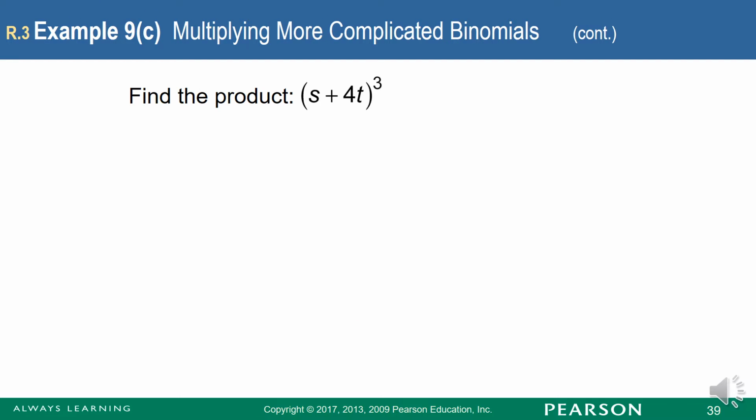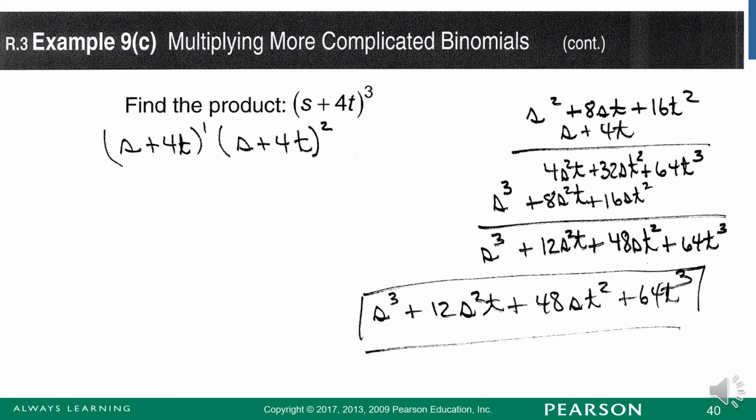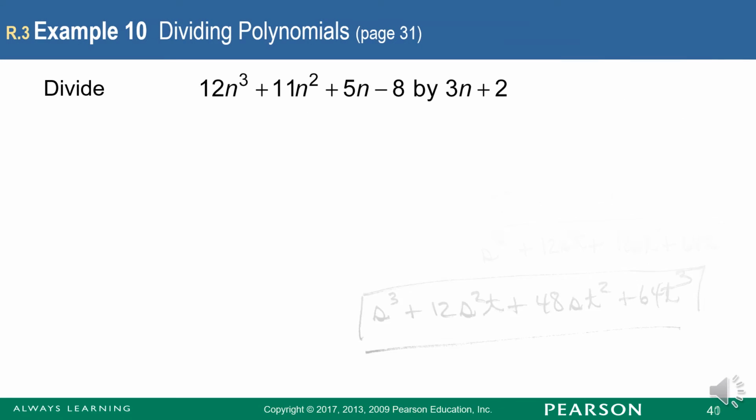Here's the same thing, except it's cubed. So what we're going to do is square this one, and when we square this one, we're going to get this, and then we multiply it by s plus 4t, and I stack them, multiply them here, and get that answer when it is simplified.